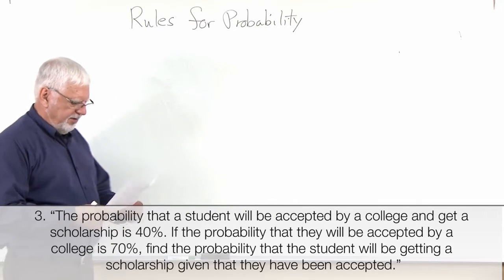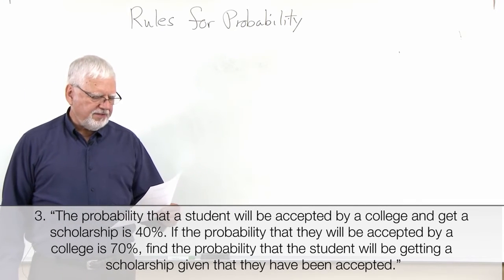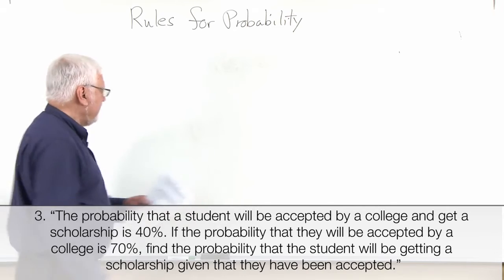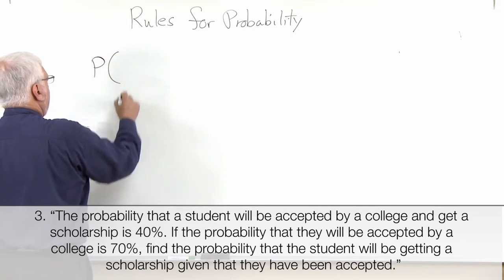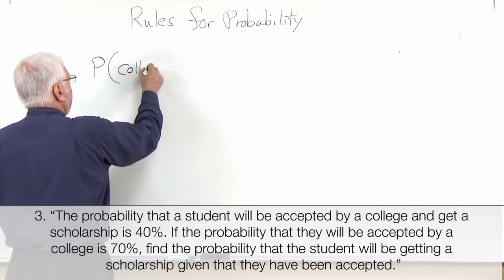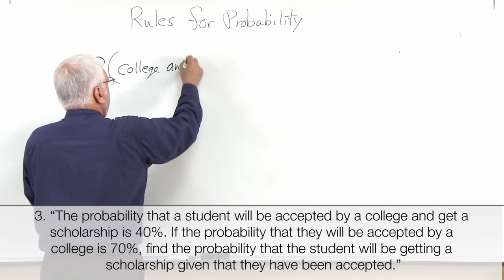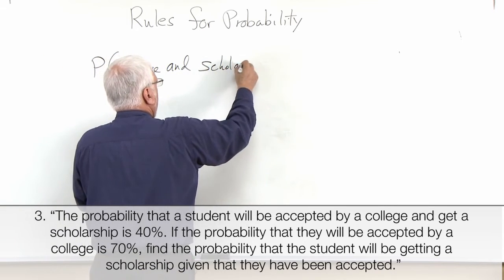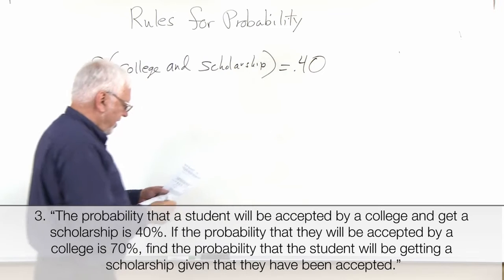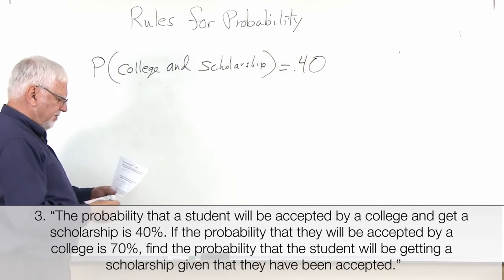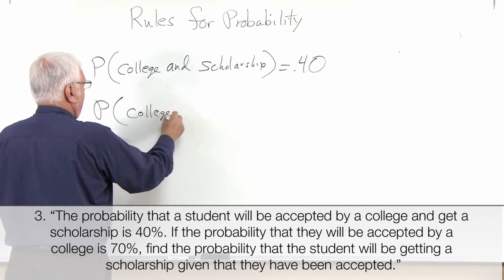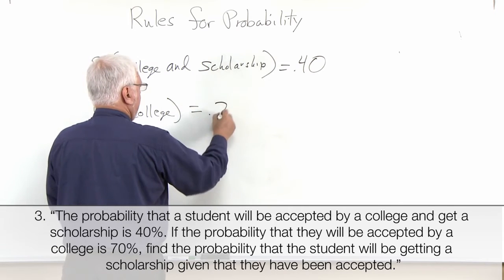Okay, in this one, it's going to be a little bit different. Read number 3. The probability that a student will be accepted by a college and get a scholarship is 40%. So let me kind of write that down here. The probability of being accepted by a college and a scholarship is 40%, or 0.40. If the probability that they will be accepted by a college is 70%, so the probability of being accepted by the college is 70%.